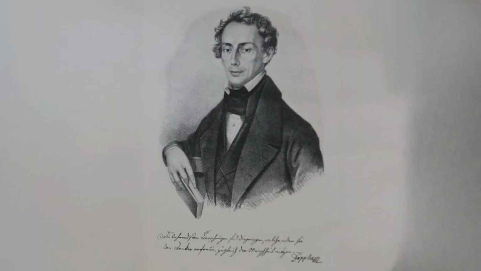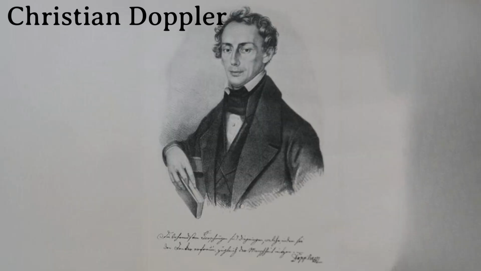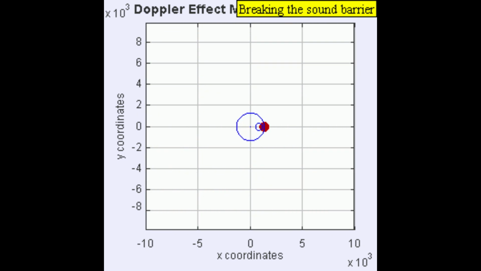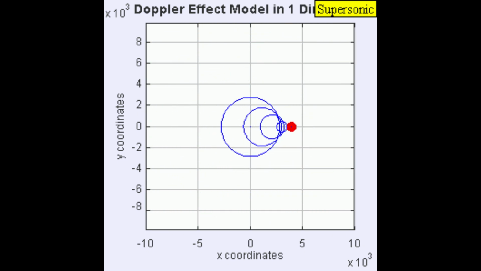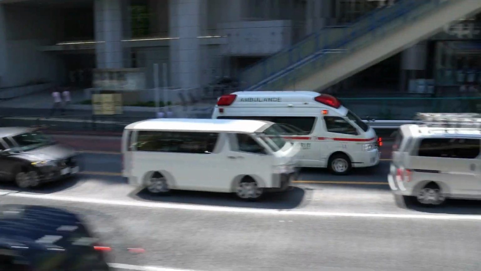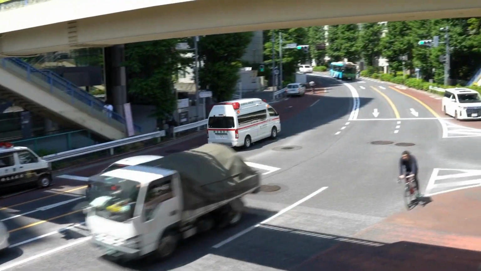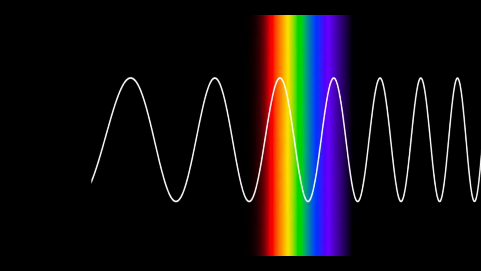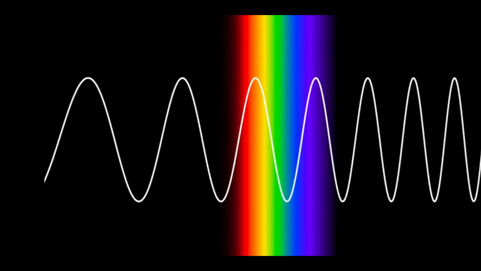Baffled by this phenomenon, scientists realized the shift must be due to relative motion through the Doppler effect. The Doppler effect was first described by Christian Doppler. It is the change in frequency or wavelength of a wave in relation to an observer moving relative to its source. Just like how an ambulance siren changes pitch as it passes by. Light waves can be compressed or stretched out by motion.